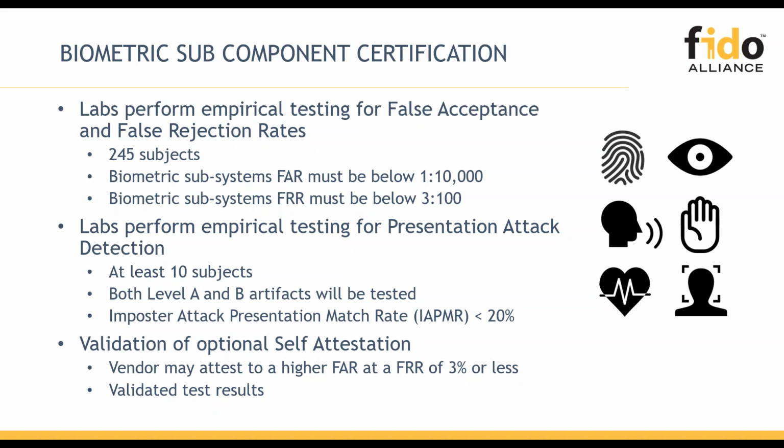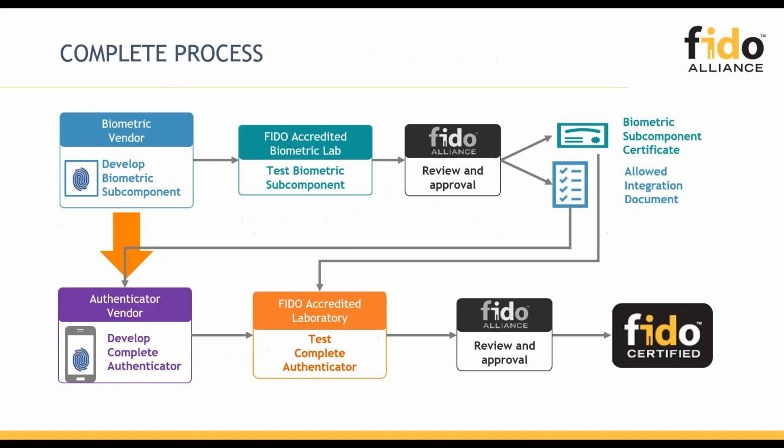We also introduced a portion of the testing where biometric vendors can come in and opt for what we call self-attestation. So they can self-attest at a FAR at 3% or less than 1 in 10,000, say 1 in 50 or 1 in 100,000. What the lab is required to do is receive all the documentation of the test data and reports from that vendor and validate the results based upon the requirements that we have defined. So that's the biometric subcomponent certification.